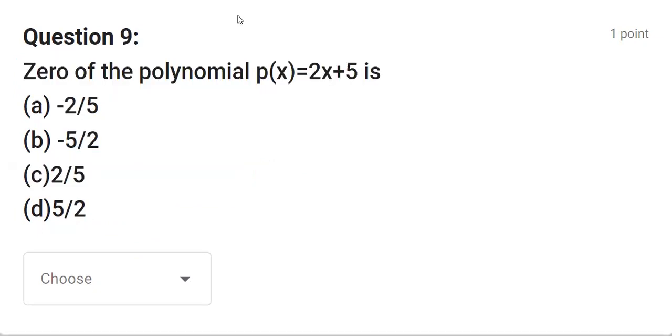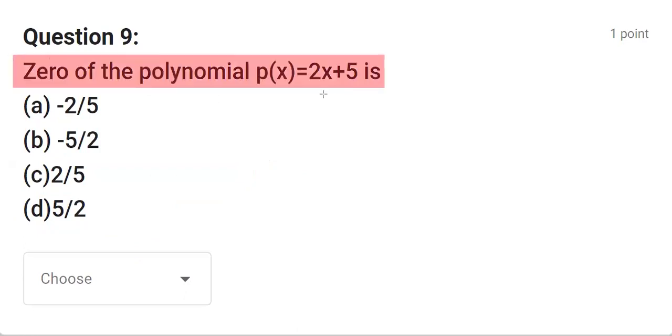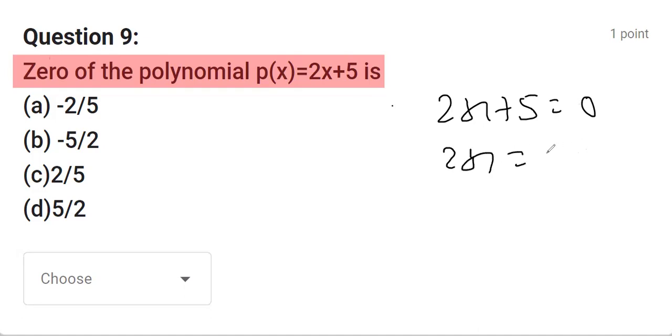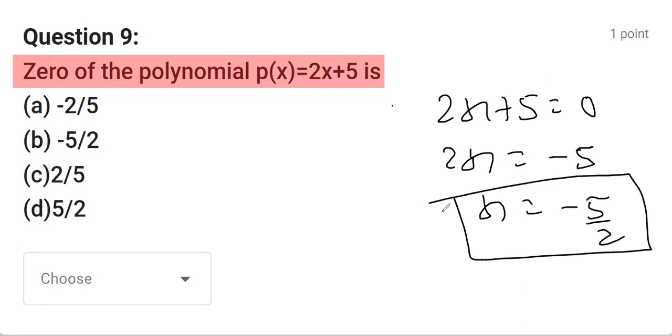In the next part, we have to find the zero of this polynomial. To obtain the zero of a polynomial, we actually equate it with 0 and solve it. Finding the zero is same as finding the solution of an equation, right? So first we equate this with 0 and then we find the value of x. On transposing 5 to the other side, it's 0 minus 5, which is minus 5, and then transposing 2 to the other side, minus 5 by 2. So minus 5 by 2 is the correct answer.